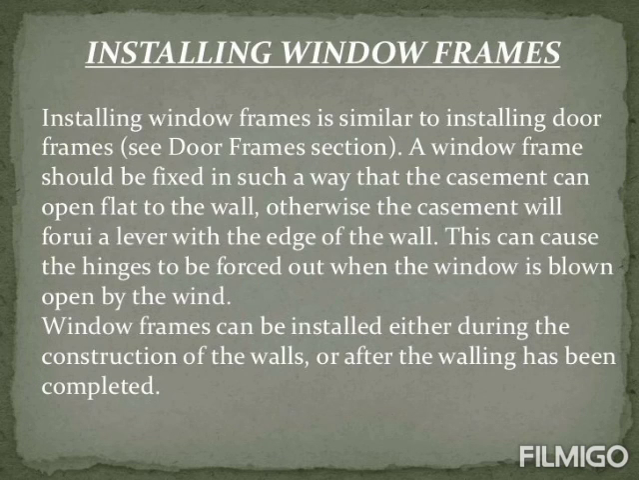Installing window frames. Installing window frames is similar to installing door frames. A window frame should be fixed in such a way that the casement can open flat to the wall. Otherwise, the casement will form a lever with the edge of the wall. This can cause the hinges to be forced out when the window is blown open by the wind. Window frames can be installed either during the construction of the walls or after the walling has been completed.